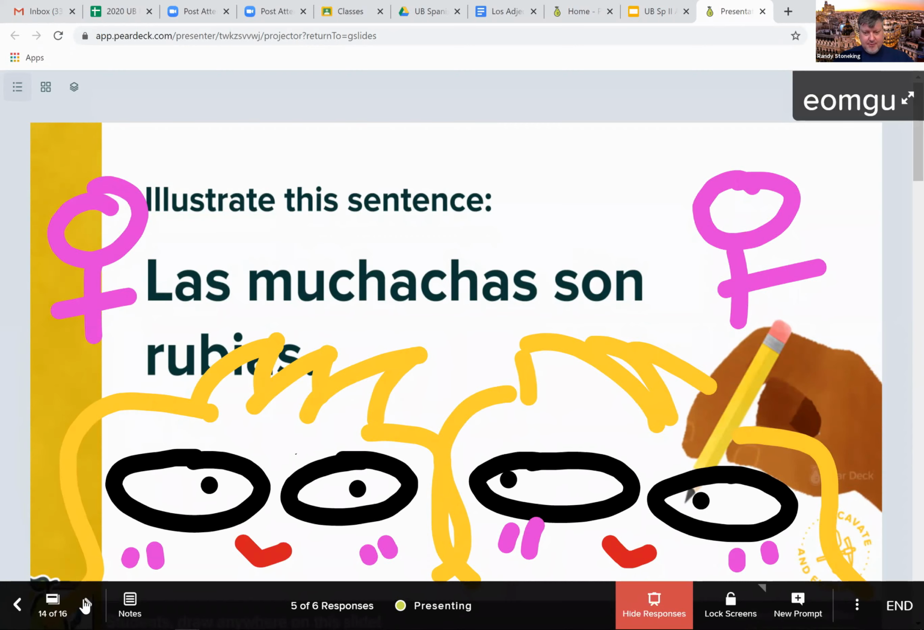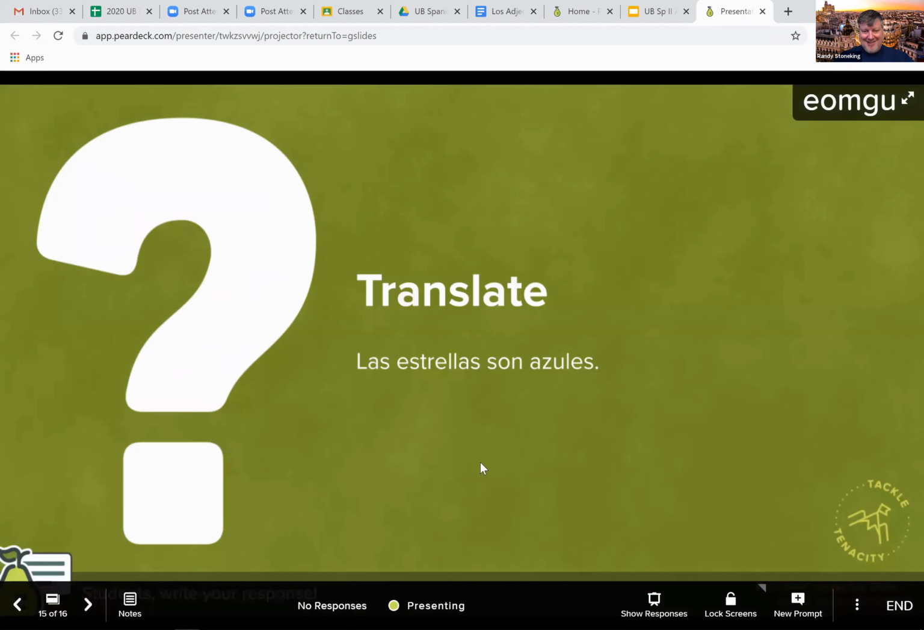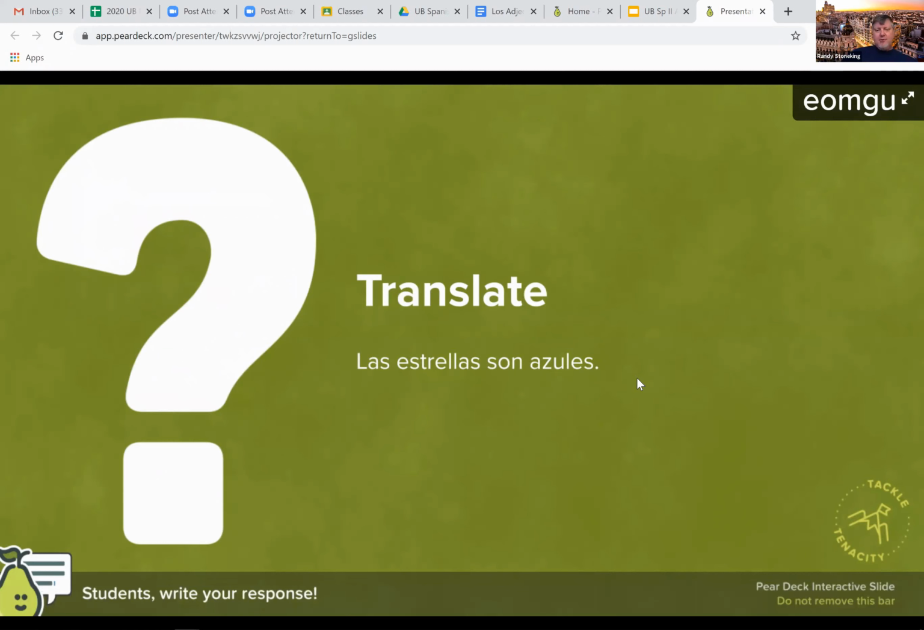Okay, couple more here. Let's try this. So translate. So this was the next sentence that we did. Las estrellas son azules. Remember the picture? Think about what the picture was for that.